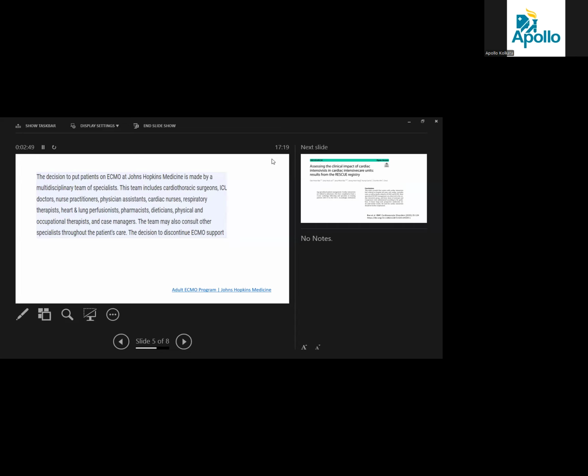The decision to put a patient on ECMO is made by a multidisciplinary team of specialists. The decision to take a patient off ECMO is also made by a multidisciplinary team of specialists. This has multiple benefits, one of which is also from a medico-legal point of view. Liability sharing is there when there is a multidisciplinary team.